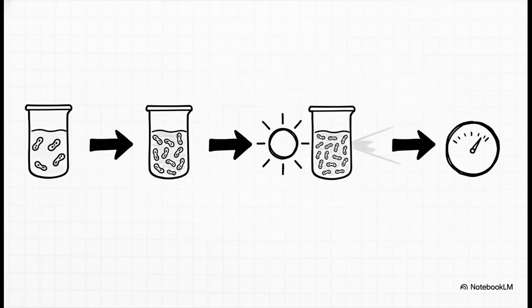And this is where it all clicks together beautifully. You have more yeast cells, which means you have a more turbid or cloudy solution. A more turbid solution blocks more light from getting through. And when more light is blocked, the absorbance reading on our sensor goes up. It's a perfect chain of events. So a rising absorbance number is our signal. It's a direct measure of a growing population.